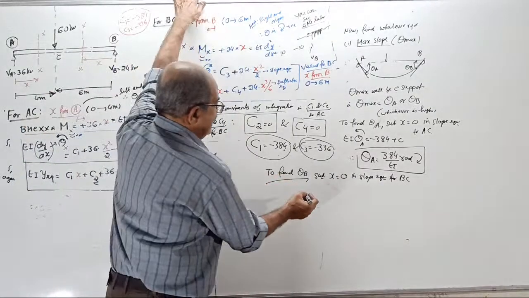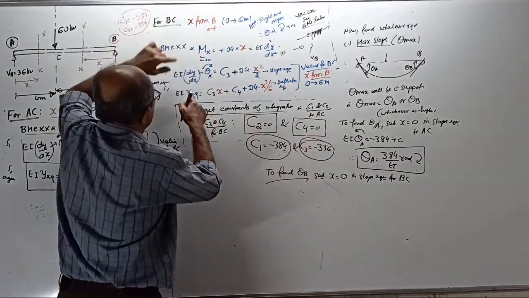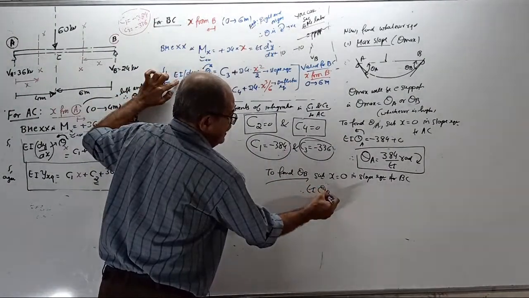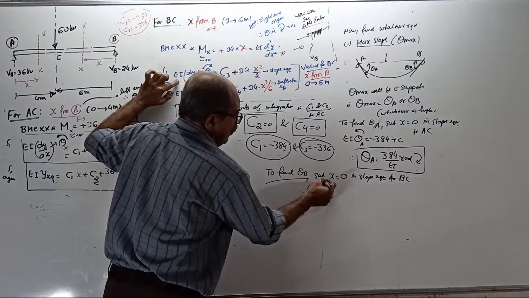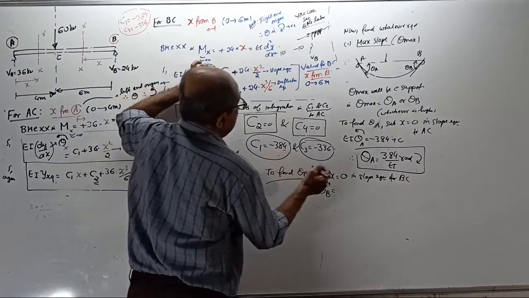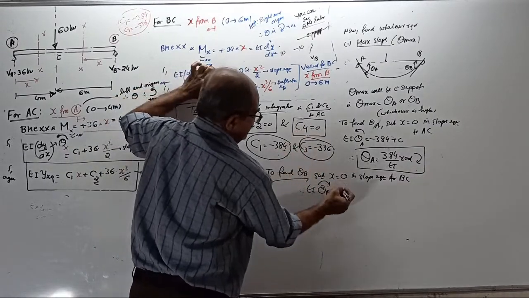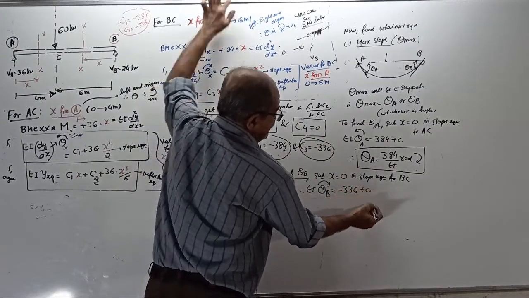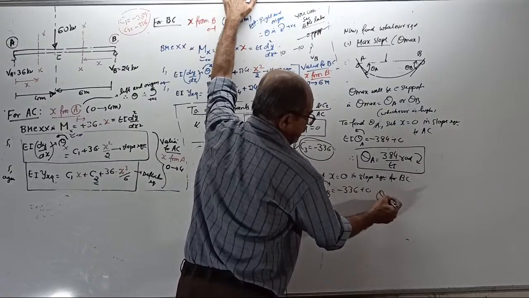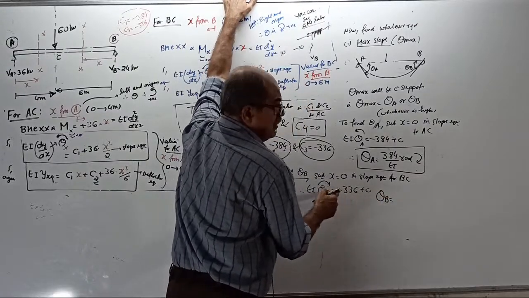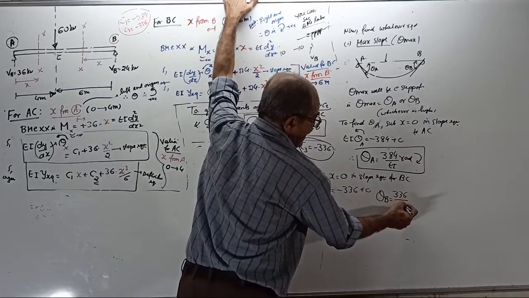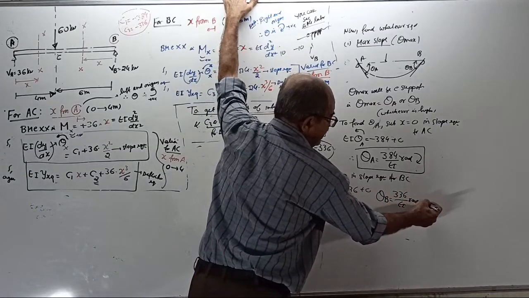Somebody will ask, how, with the same equation, adjustments are there? Okay, start. Therefore, use the slope equation for the second one. EIθB in the clockwise direction equals C3. Where is C3? C3 is minus 336 plus 0. Therefore, your theta B came negative, clockwise positive, so 336 by EI radian anti-clockwise.